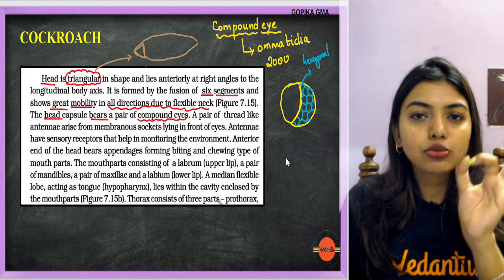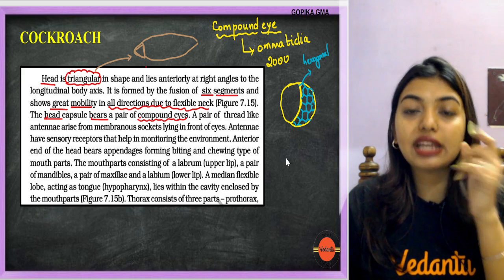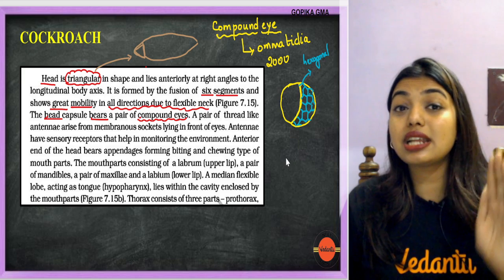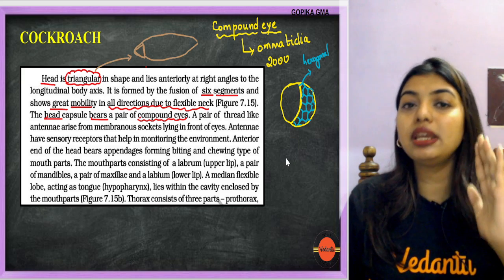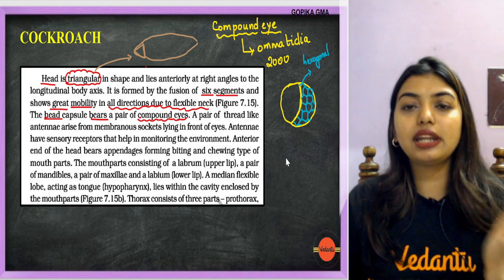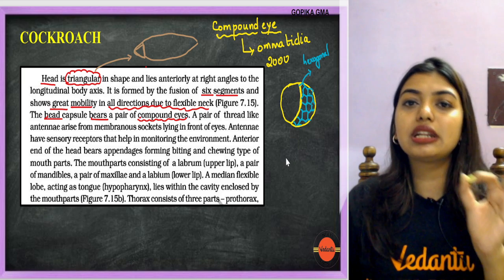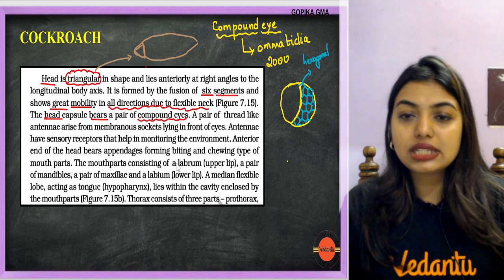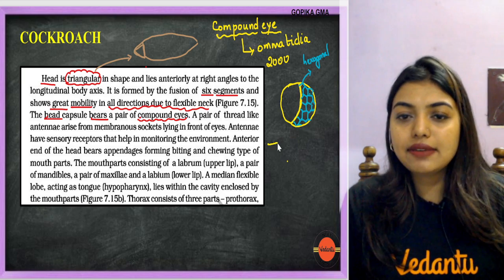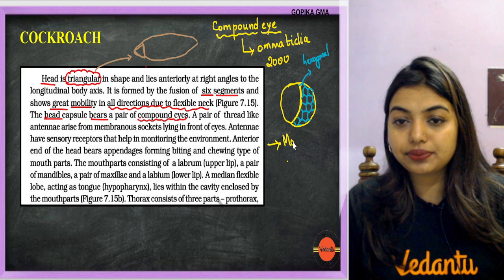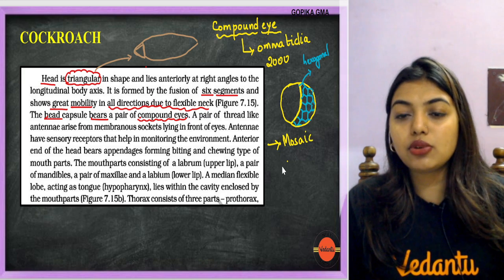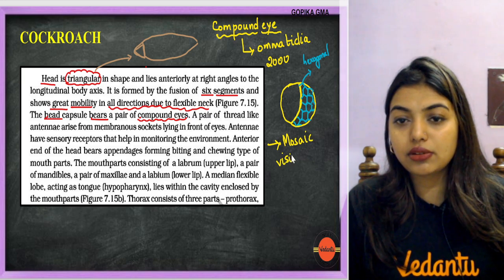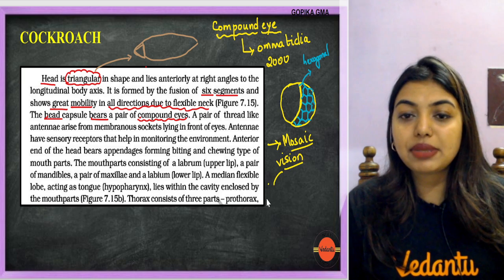So small movements that you make, they detect with the help of eyes and with the help of anal cirri, and they'll understand that something is right behind me, they are coming. It could be a predator, it could be anything, and they will immediately start running. These compound eyes give them mosaic vision. What is it? Mosaic vision. Got it, all of you? Mosaic vision means in bits and pieces.